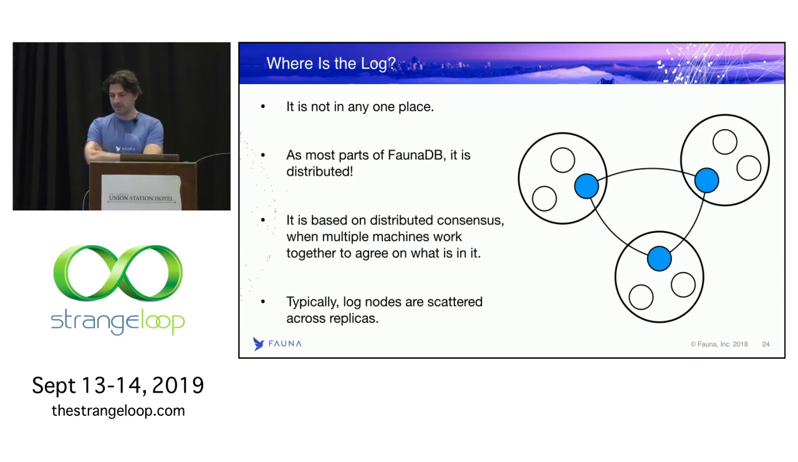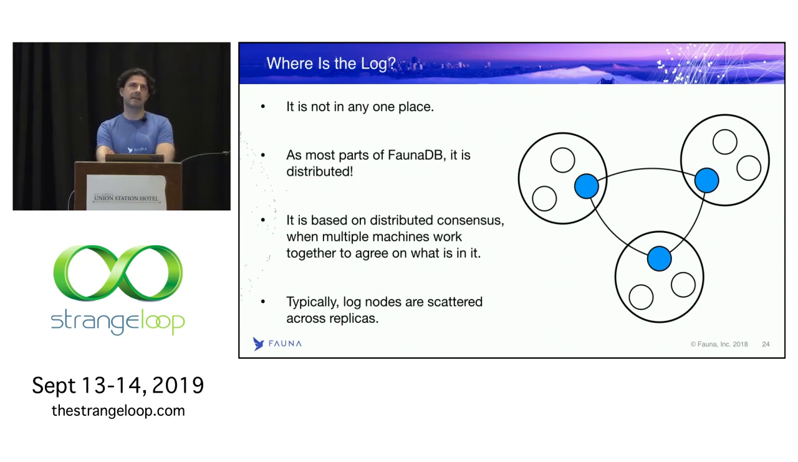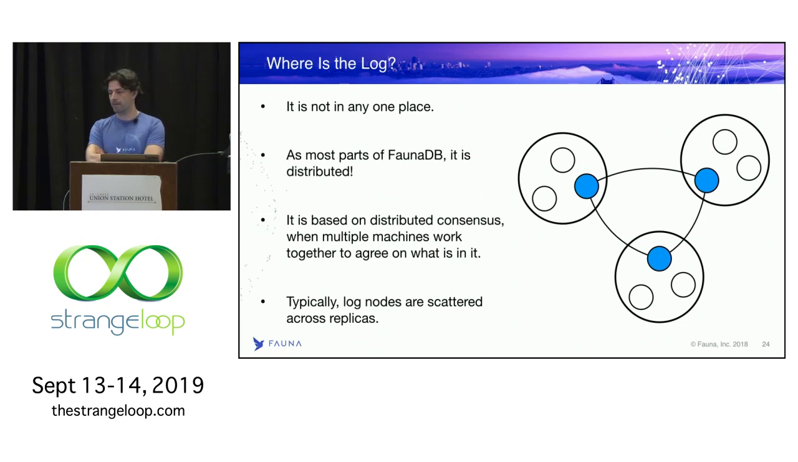The log is based on distributed consensus. As I said, we're using Raft. We could be using Paxos as well. It wouldn't be making any particular meaningful difference, I think, at least in terms of capabilities. And for the log, multiple machines will work together to agree on what is in the log.